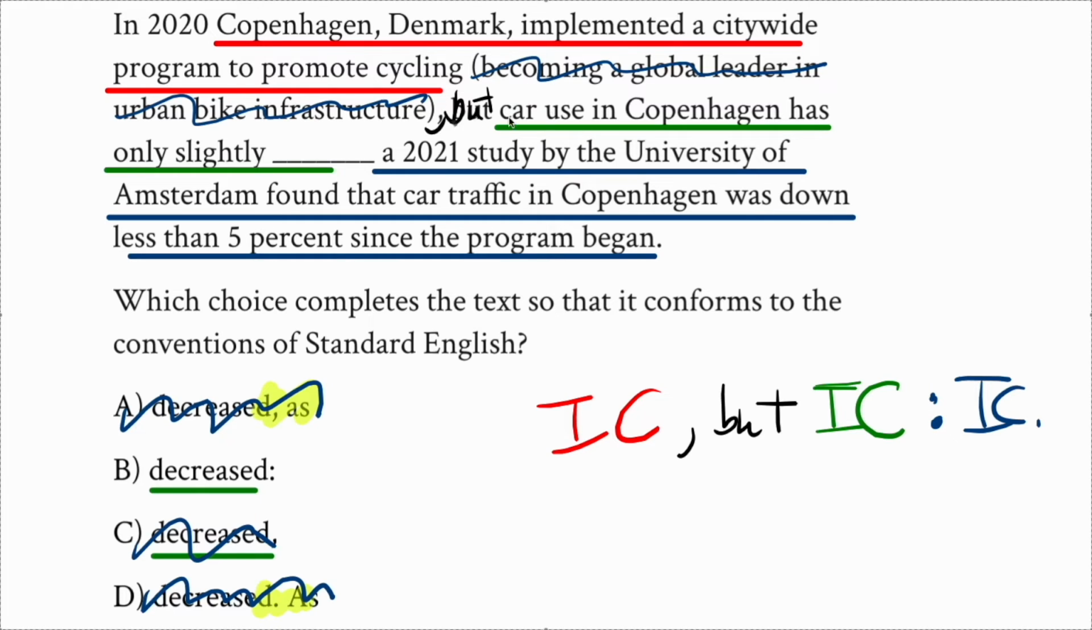But still, we want to see that relationship. Car use in Copenhagen has only slightly decreased. That's our setup. This 2021 study shows that it was down less than 5%. So that's our payoff. And so in this case, our payoff is an independent clause. It's providing an explanation, or we could say it's expanding on the portion in green that precedes the colon. So that's going to be correct.